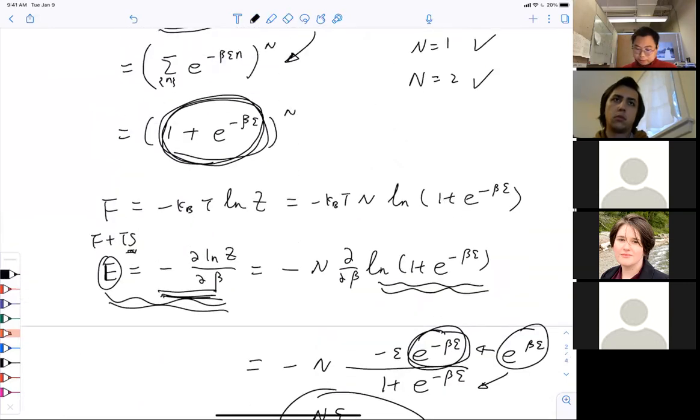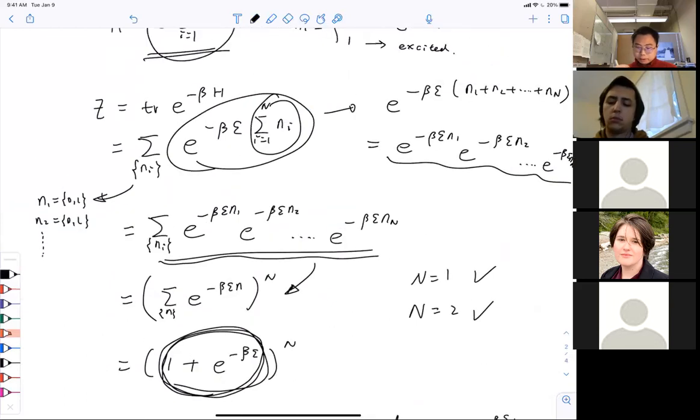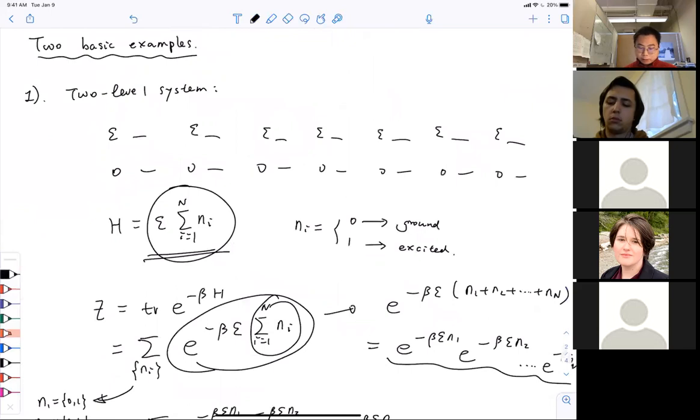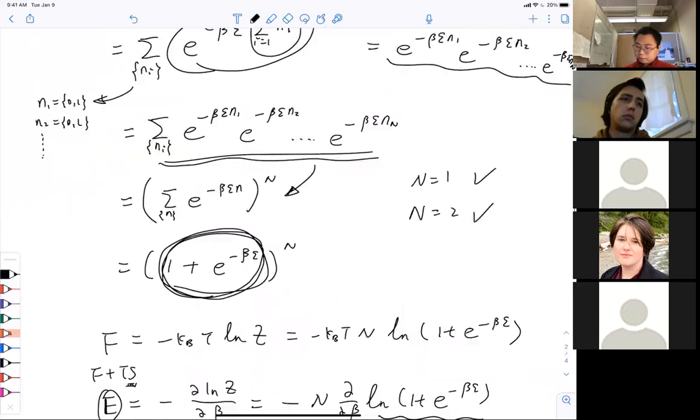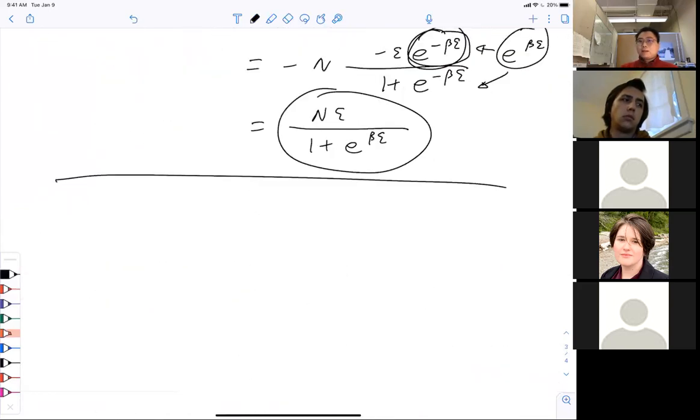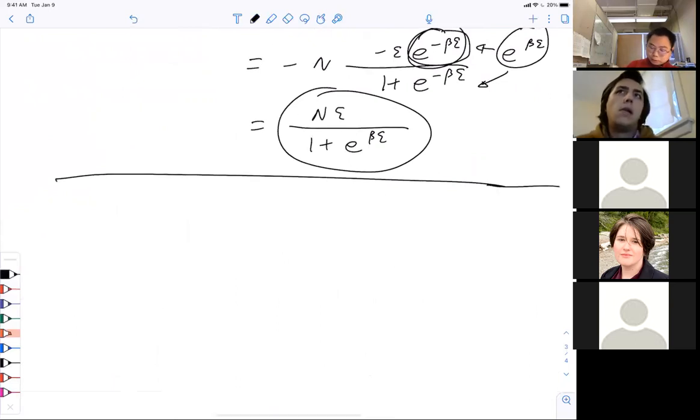Whenever you have something, it's good to work it out explicitly using some simple system. This two-level system is one of the simplest systems we can have. Okay, so another basic example I want to work out for you is the ideal gas that we did last time.